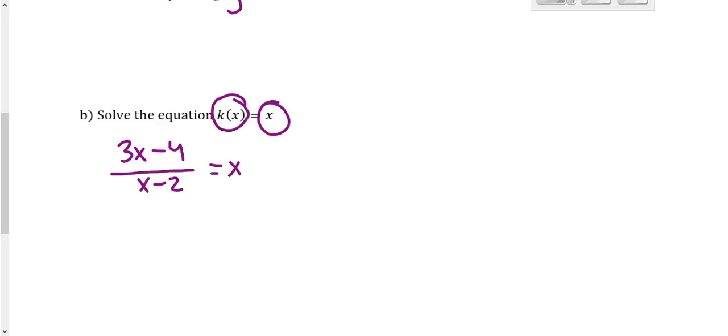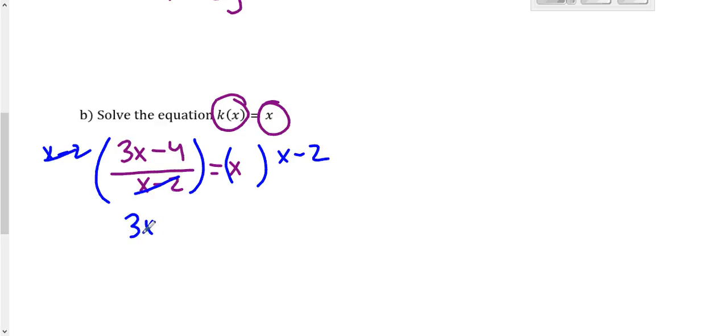And now we solve. So we have a fraction. Let's get rid of this. Multiply both sides by x minus 2. So here these cancel, and we have 3x minus 4 equals x squared minus 2x. And then we're going to have to factor this because we have a squared term, an x term, and a number term.